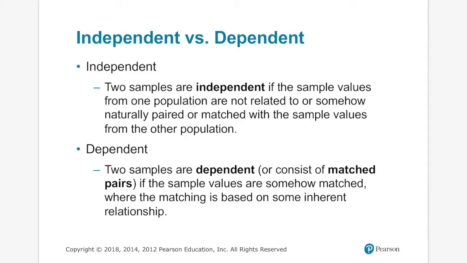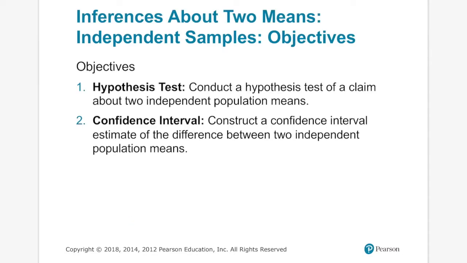Two samples are dependent or consist of matched pairs if the sample values are somehow matched, where the matching is based on some inherent relationship. In this section, we will learn how to conduct a hypothesis test of a claim about two independent population means. We also learn how to construct a confidence interval to estimate the difference between two independent population means.